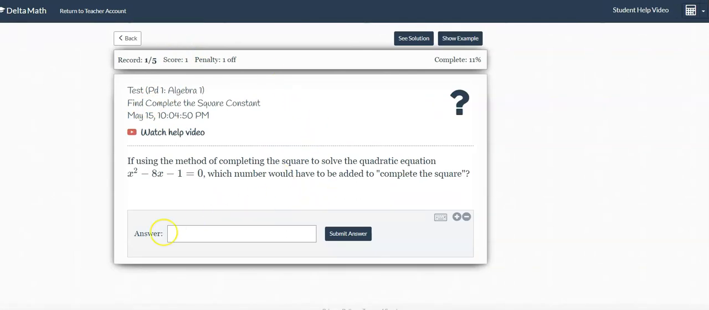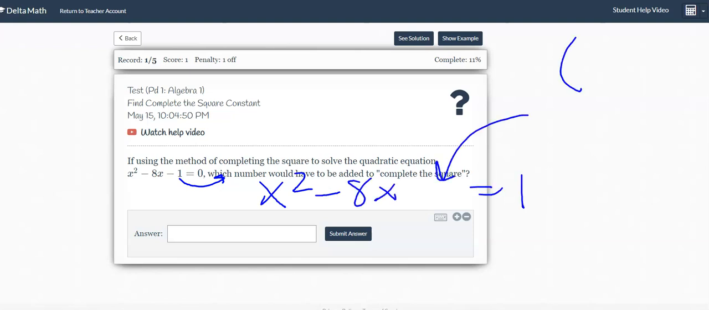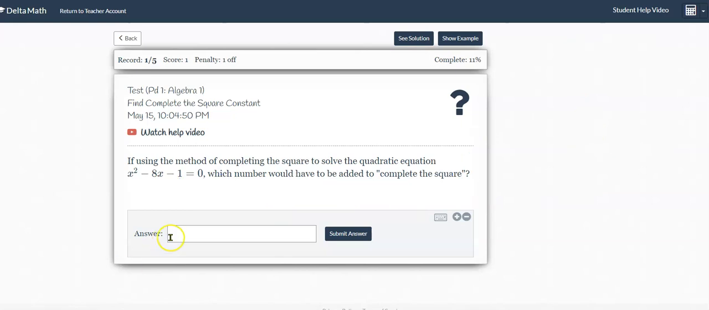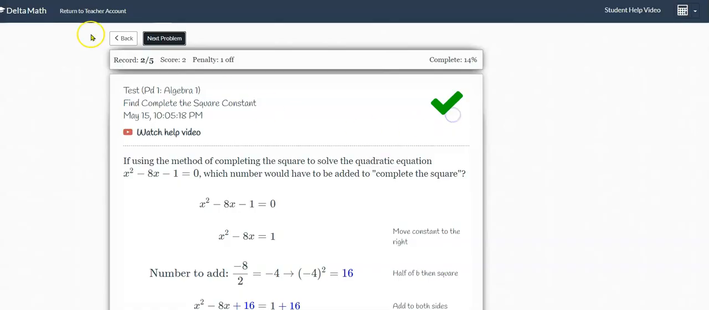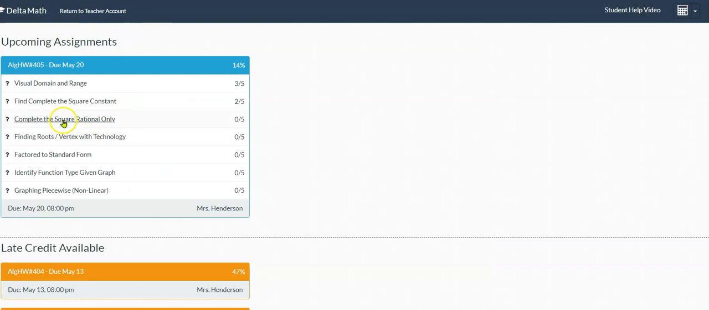Trying to find this constant value in order to complete the square. So this number would move over, giving me x squared minus 8x equals 1. And the number I want here is half of b squared. Well, half of 8 is an integer, so I'm going to reduce that. And 4 squared is 16. So it looks like my value here is going to be 16. Half of b squared. All right, let's take a look at the next one.